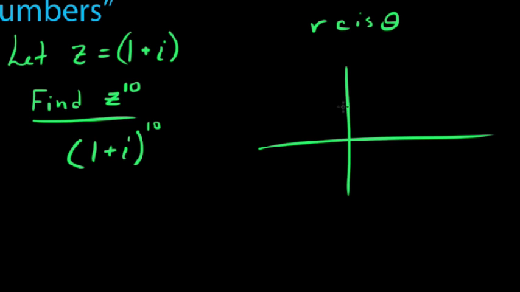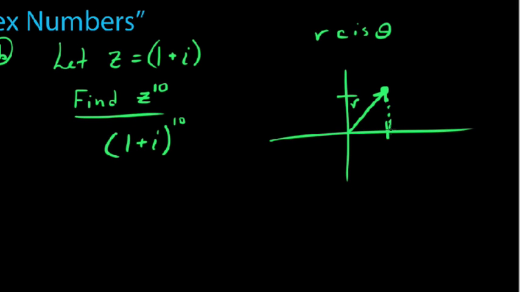We say this number 1 plus i would go 1 to the right on our real axis, 1 up on our imaginary axis. We say it's this number right here. And actually this complex number is expressed by a vector. So we say this vector has a length r, but we know that we can make a right triangle. We say 1 and 1.